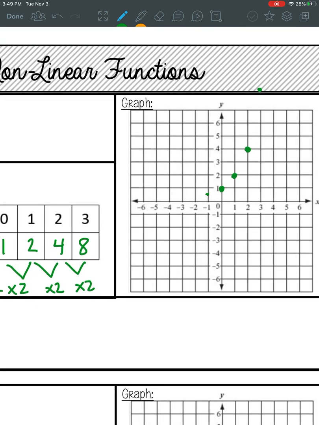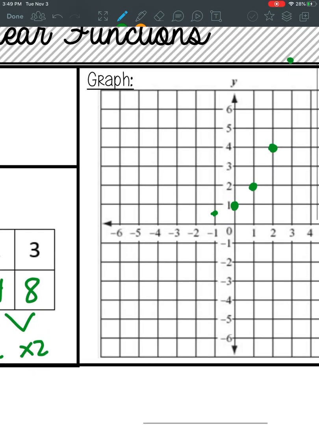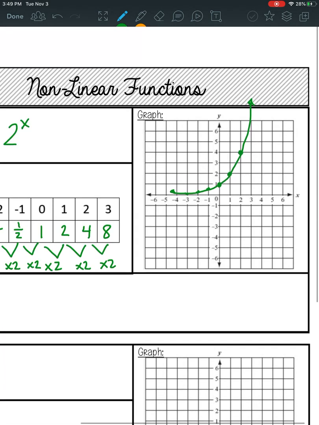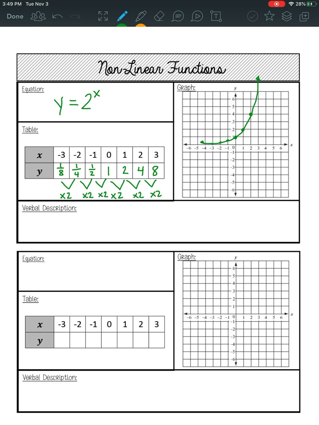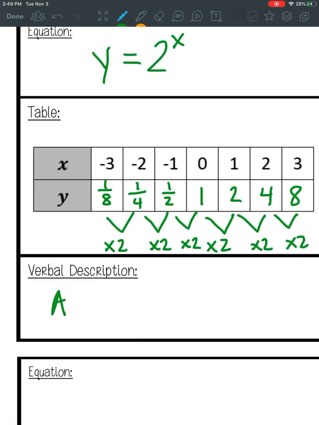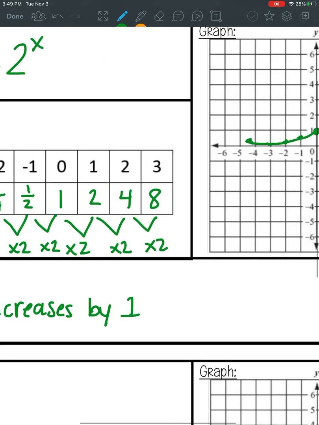3, 8 would be way up here and fall off the graph. Negative 1, 1/2. Negative 2, 1/4. Negative 3, 1/8. So you notice, you can see here that we've got a curve to our line. It does not form a straight line. So as x increases by 1, y is multiplied by 2.